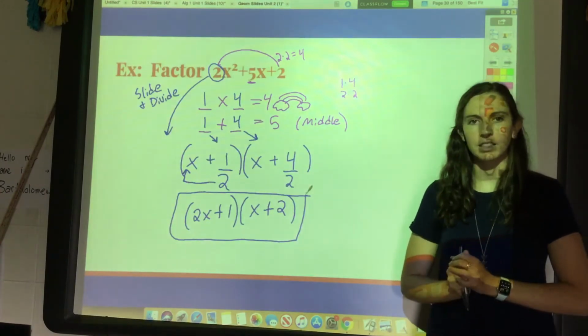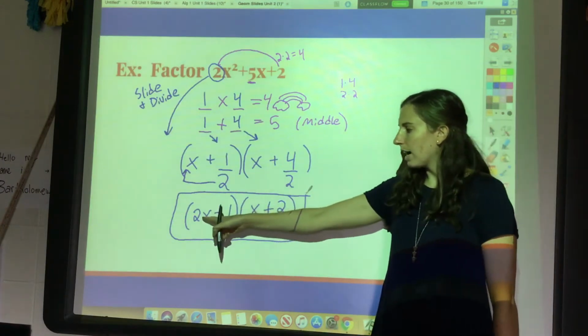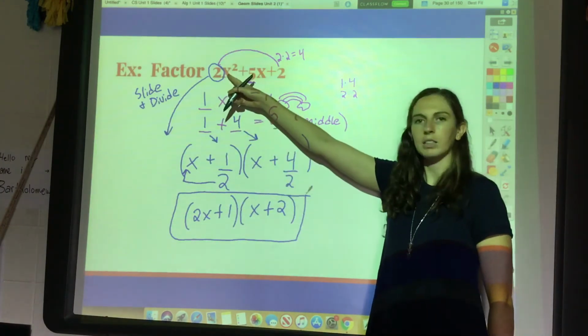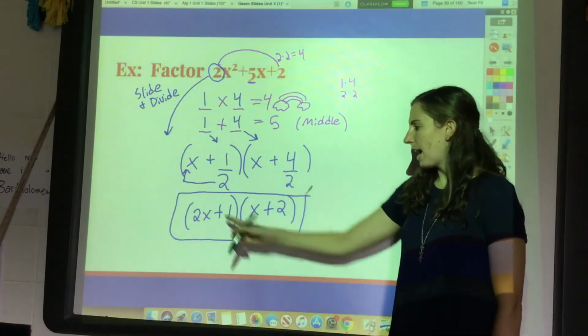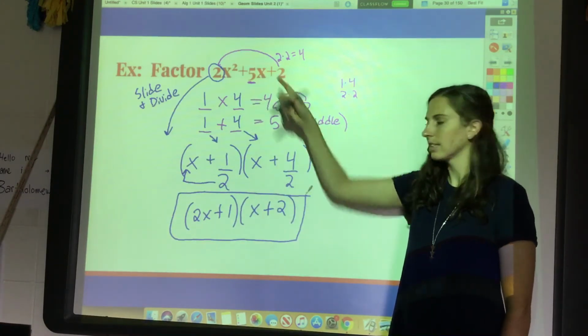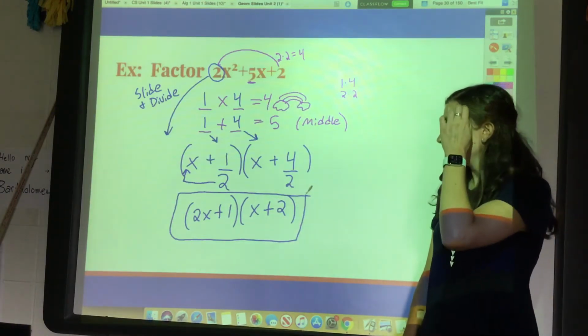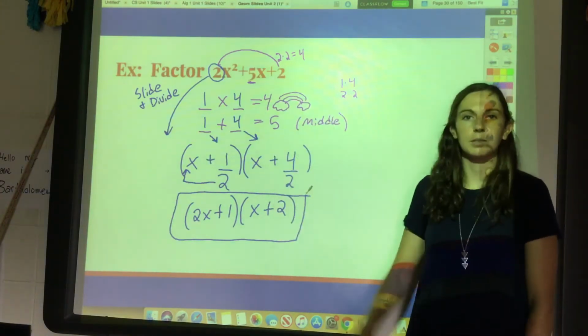Remember, anytime you factor, you can always check your work by multiplying it out. If I do 2x times x, will I get 2x squared? Yes. And if I have 4x plus 1x, that's how I get the 5x, and 1 times 2 is 2. So it does work. These are the factors of this expression.